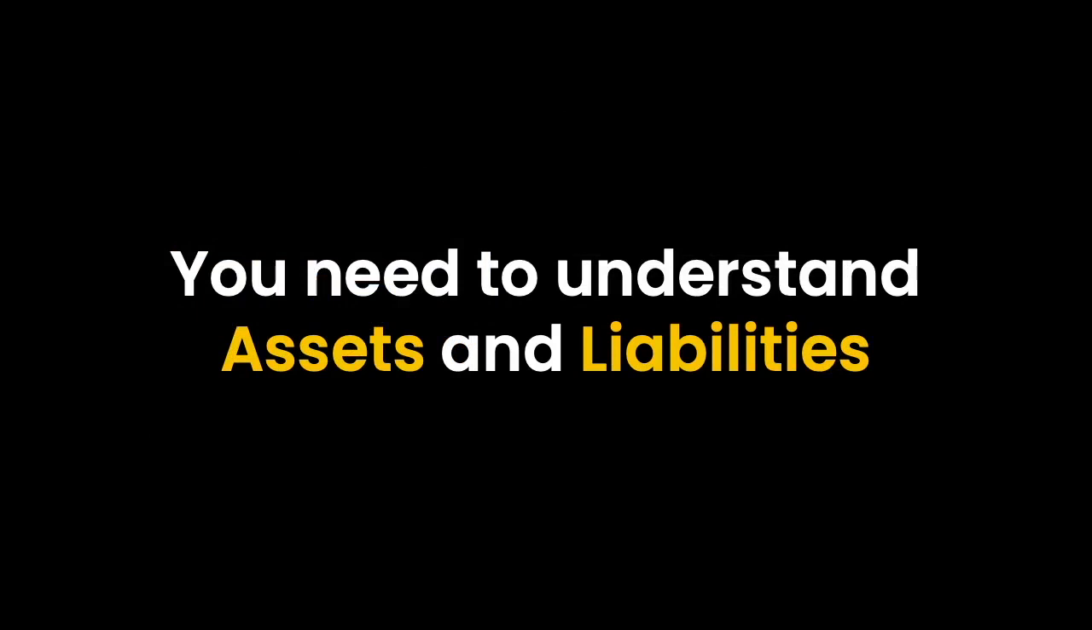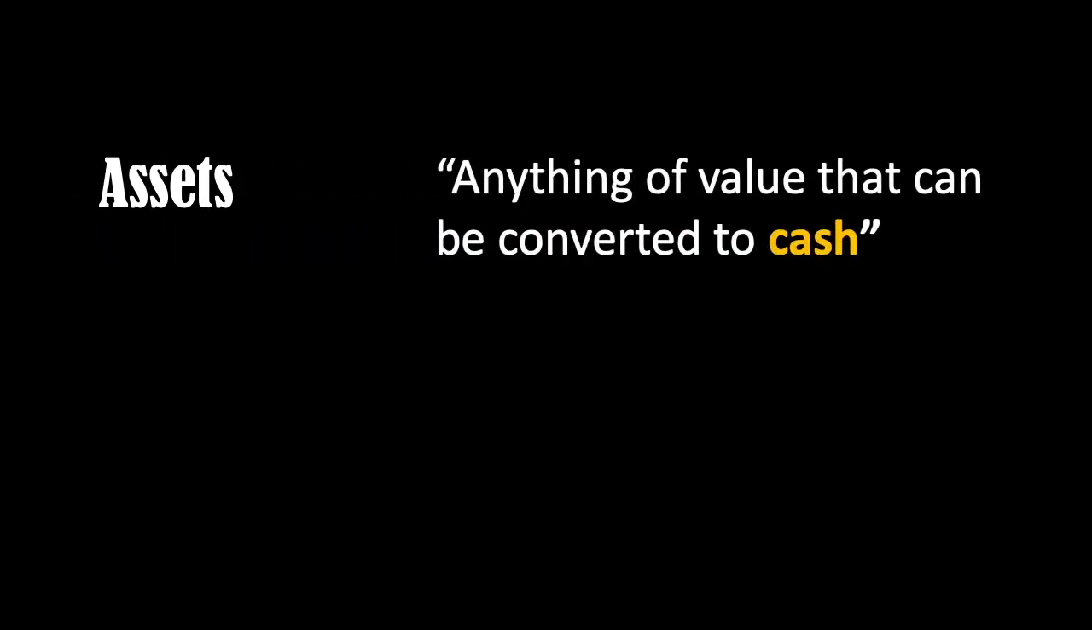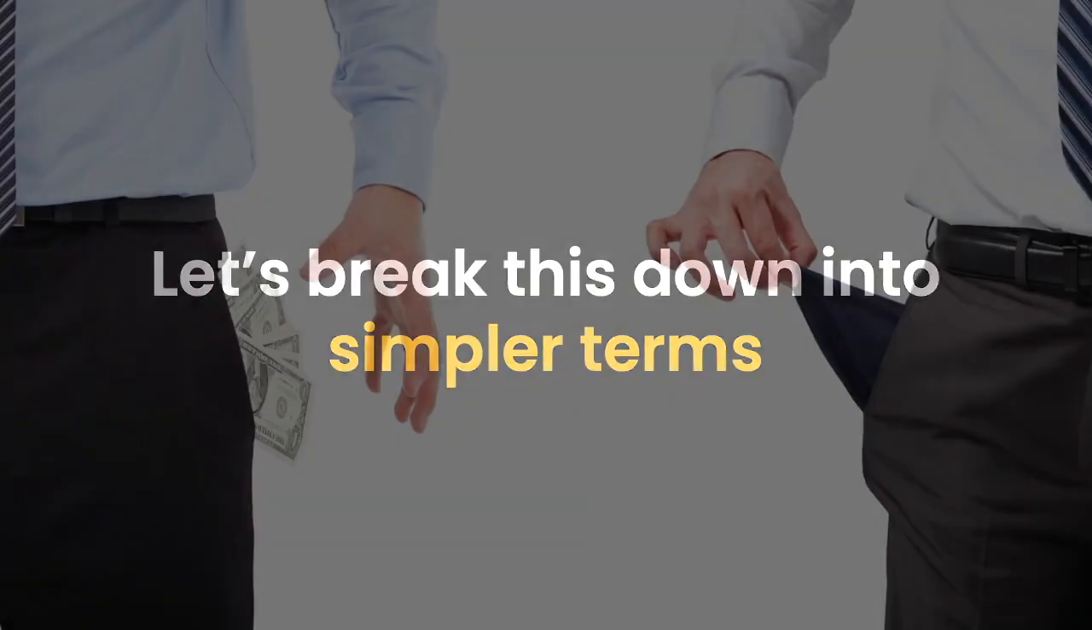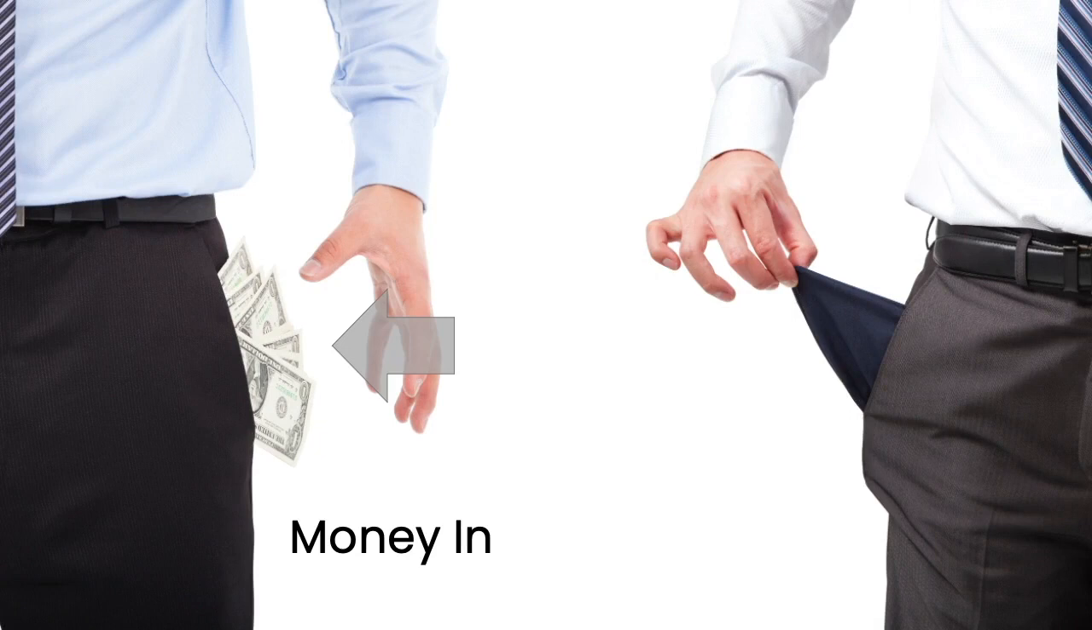So let's understand what are assets and liabilities. If you look at the textbook definition, assets are defined as anything of value that can be converted into cash, and liabilities as legal debts or obligations. Now, this is all financial jargon, so let me break it down in simpler terms. Assets are simply something that puts money into your pocket, something that gives you money. Liabilities, on the other hand, are something that takes money away from you, takes money out of your pocket.